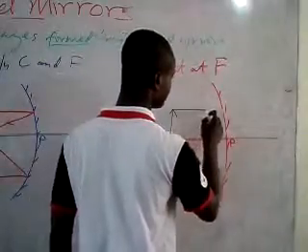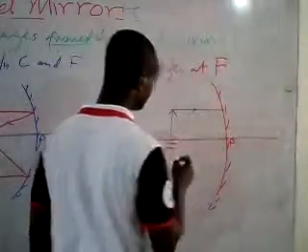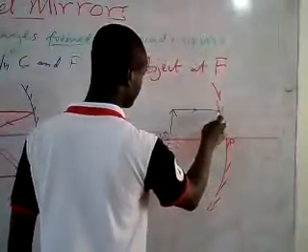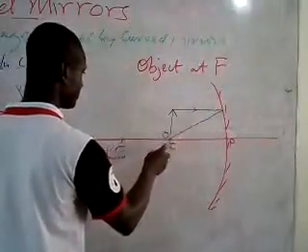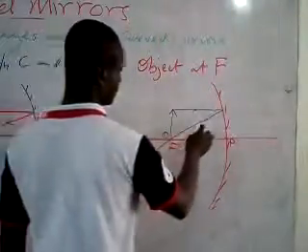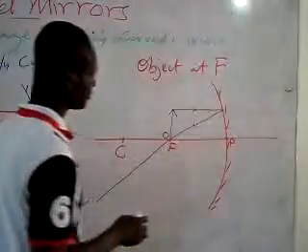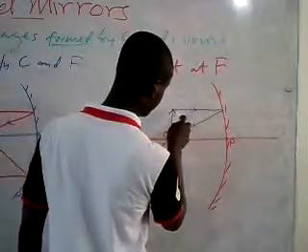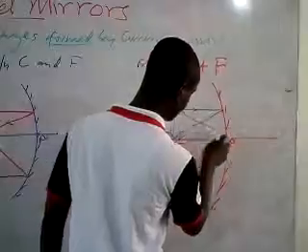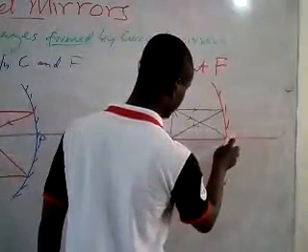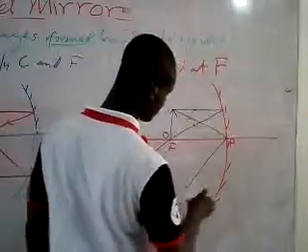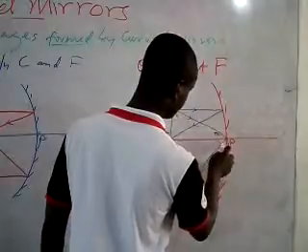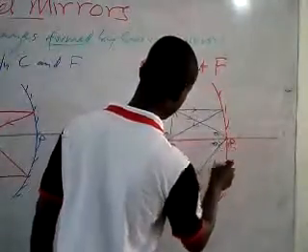Rays parallel to the principal axis reflect through the principal focus. And when a ray is also incident at P, it will also reflect, making the same angle as the angle of incidence here. There's theta 1, and here will be theta 2. The angle will always be the same.